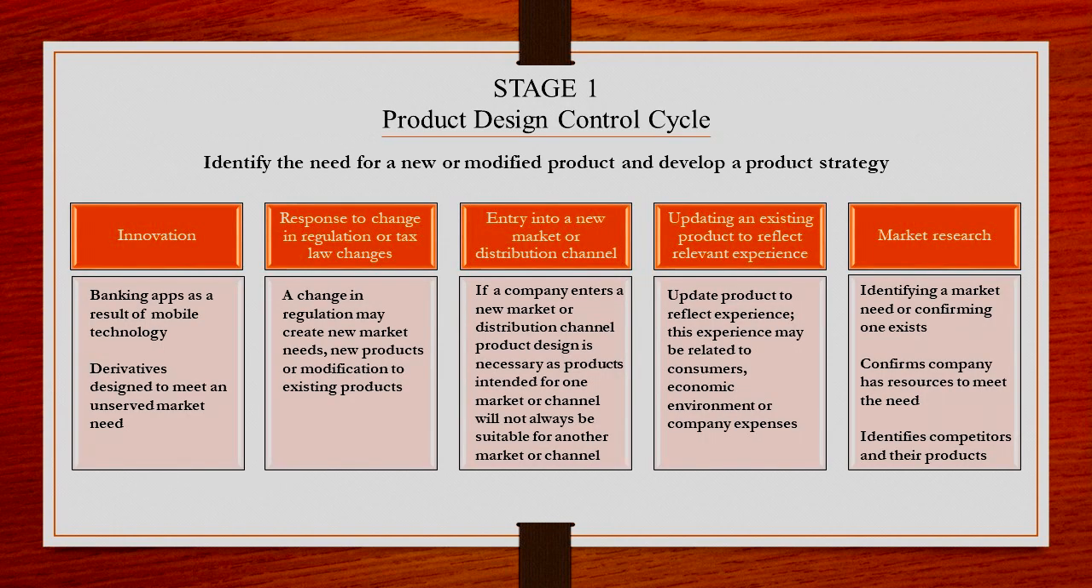Stage 1 of Product Design Control Cycle. Identify the need for a new or modified product and develop a product strategy. Innovation. Banking apps as a result of mobile technology. Derivatives designed to meet an unserved market need. Response to change in regulation or tax law changes. A change in regulation may create new market needs, new products or modification to existing products.